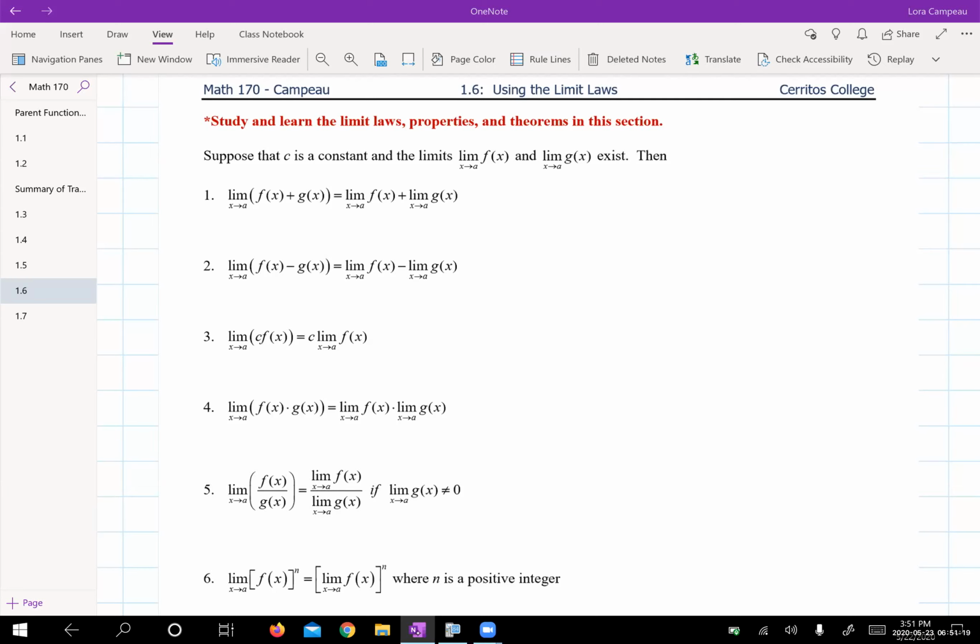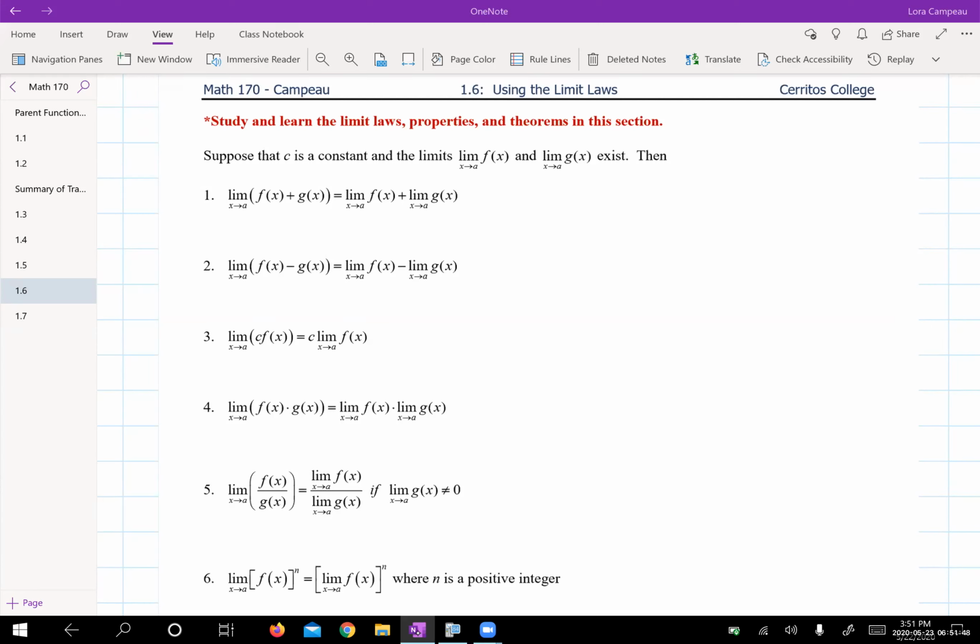Welcome back, Math 170. We're going to look at section 1.6, using the limit laws. A lot of you might enjoy this. There's a lot of mechanics here, with a lot of algebra going on. I encourage you, a lot of these limit laws and properties are intuitive. They kind of work how you think they would work. So we're not going to spend too much time reviewing them.